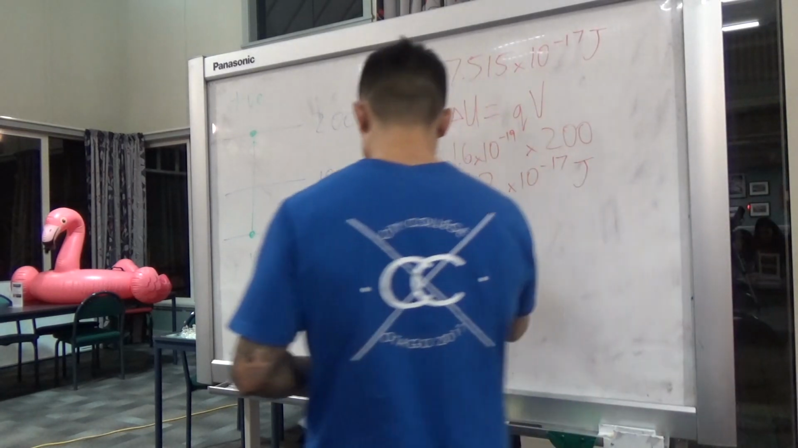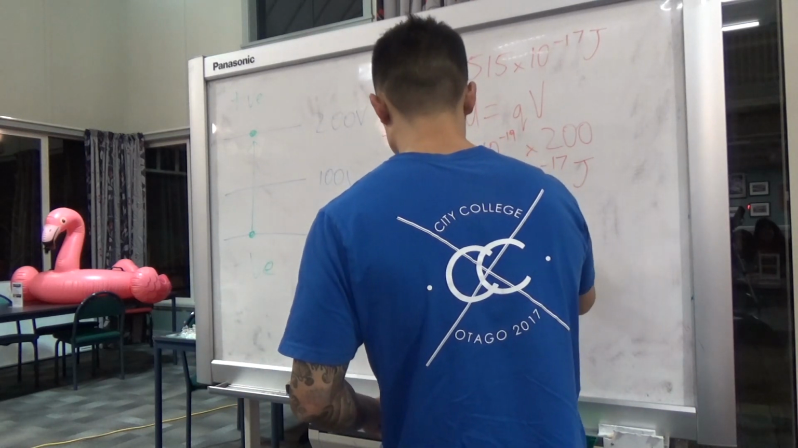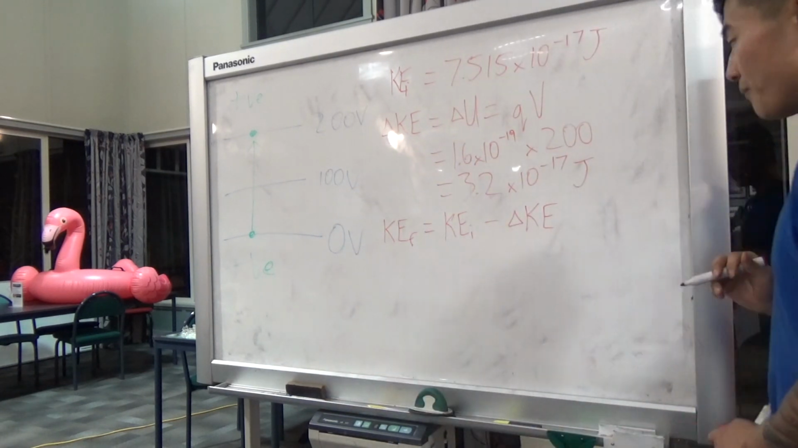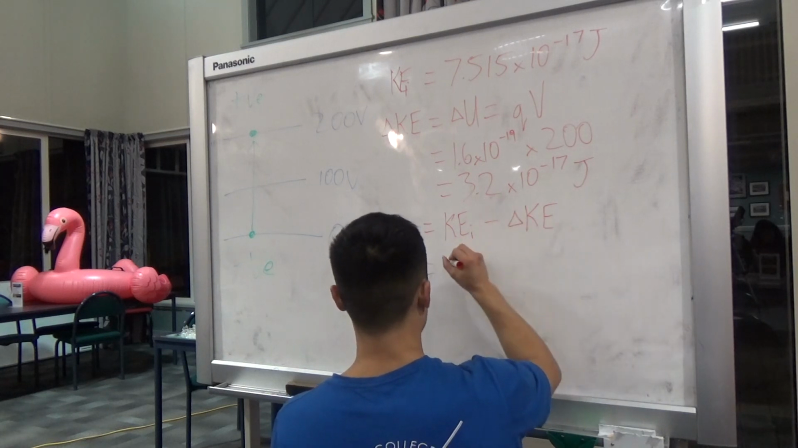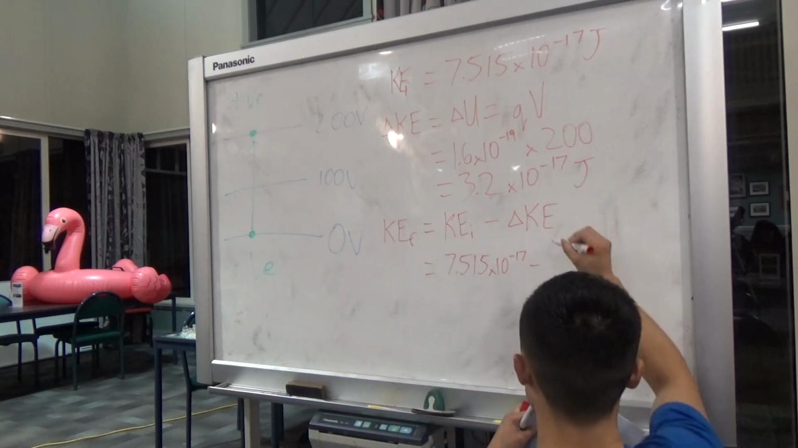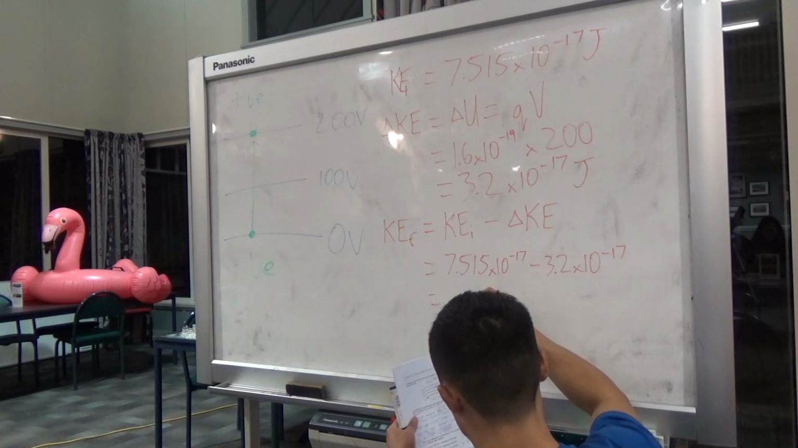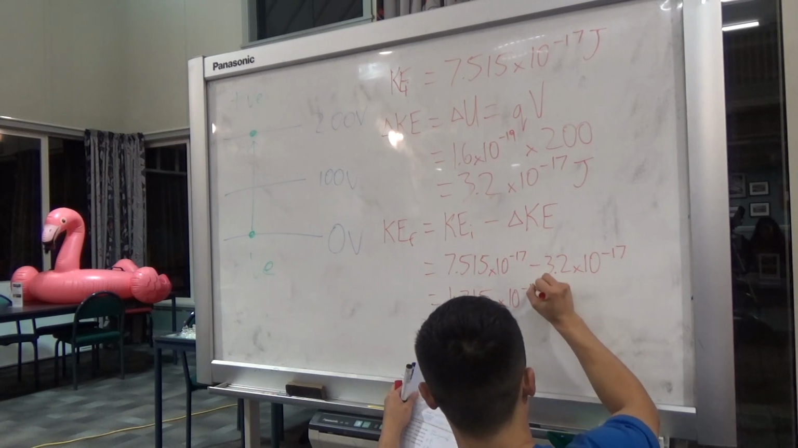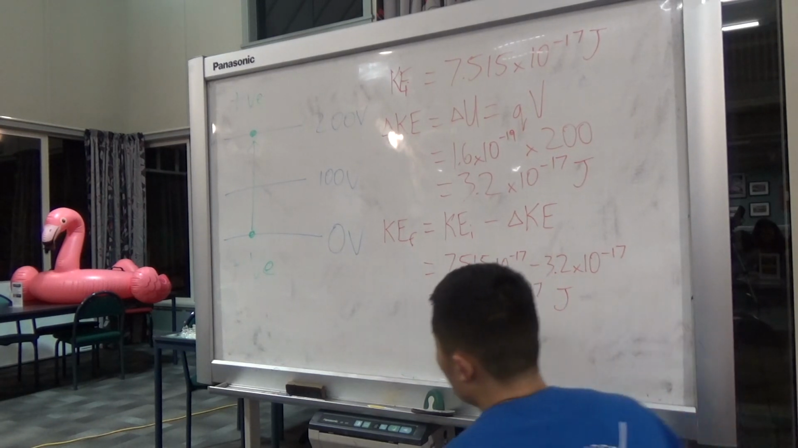So our final kinetic energy will be the initial kinetic energy minus the change in kinetic energy. So at point B, it's going to have 7.515 times 10 to the negative 17 minus our change, which is 3.2 times 10 to the negative 17. So that's 4.315 times 10 to the negative 17 joules. That's our kinetic energy when we're at point B.